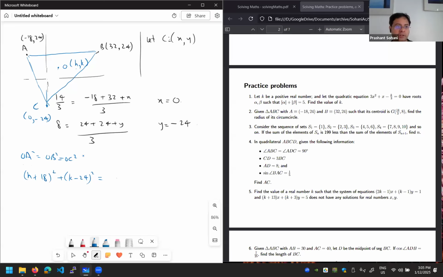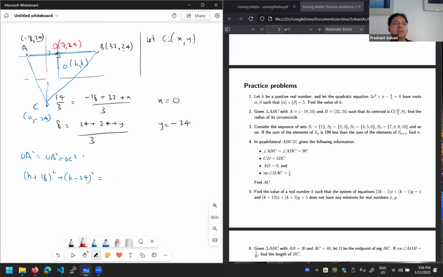So actually, if you look at it, because AB is so conveniently parallel to the x-axis, its perpendicular bisector will just be like this. What is the midpoint of A and B? If I take the average coordinate, the y coordinate will remain 24 only, and the x coordinate will be 32 minus 18, which is 14, upon 2, right? So therefore, this point is 7 comma 24.